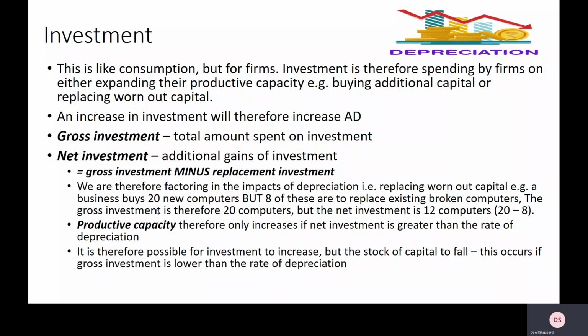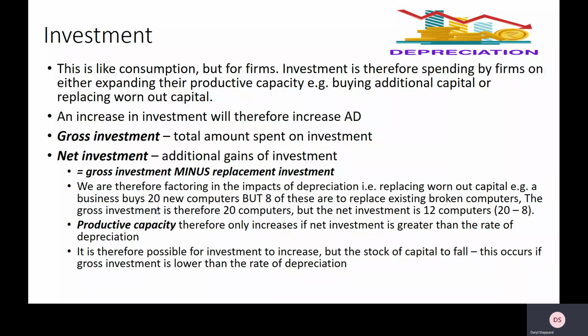So, for example, if Domino's Pizza replace an old worn out delivery vehicle, then that would be gross investment, but it'd be no new net investment. If, for example, they only had one vehicle and they buy two new vehicles, one to replace a worn out one and one as a new one, then we've got some positive net investment taking place there. So you're only going to increase your productive capacity if you have got a positive net investment.